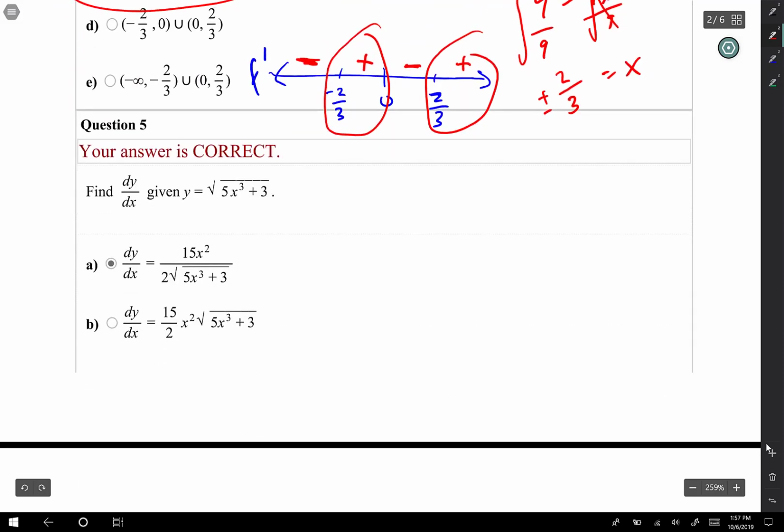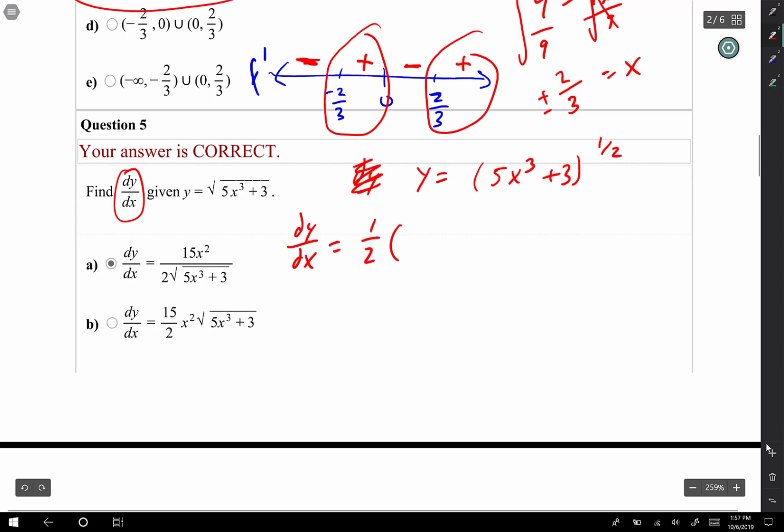Alright, here we go. It wants dy/dx, that's the same thing as saying derivative. Before I even take a derivative, I'm going to rewrite this: y equals (5x cubed plus 3) to the half. Now we're ready for a derivative. dy/dx is equal to, bring the half to the front, (5x cubed plus 3) to the negative half, times the derivative of the inside, which is 15x squared. You're done. Now let's just make it pretty.